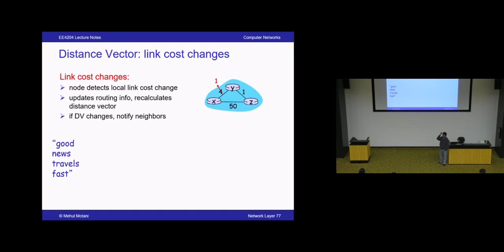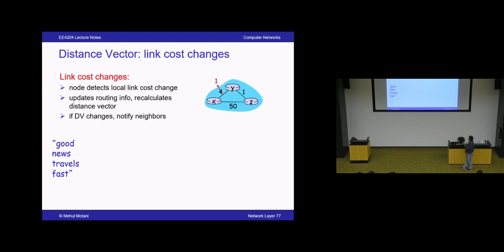So maybe somebody can help me. Let's look at it from the viewpoint of, well, if costs go down here, does it make sense to look at it from the viewpoint of Z? Does Z know the change happened? No, Z doesn't. Only X and Y do. So we can look at it from the viewpoint of X or Y. So somebody help me. Let's look at it from the viewpoint of X.